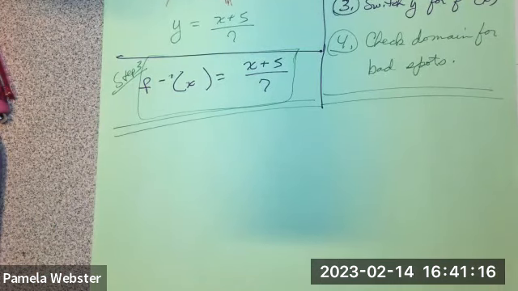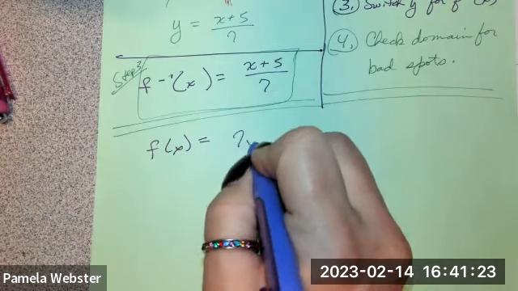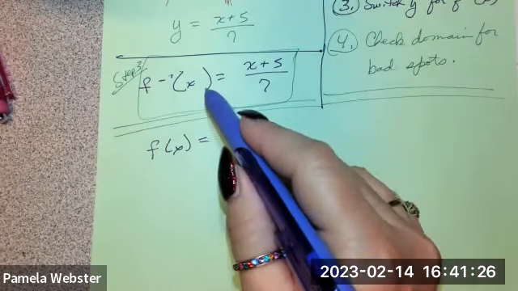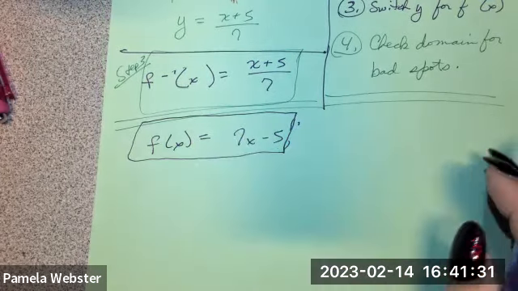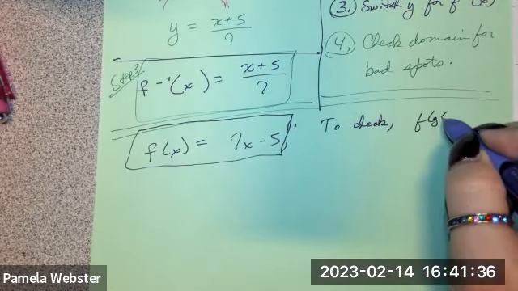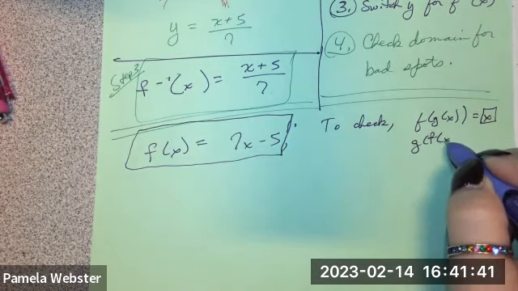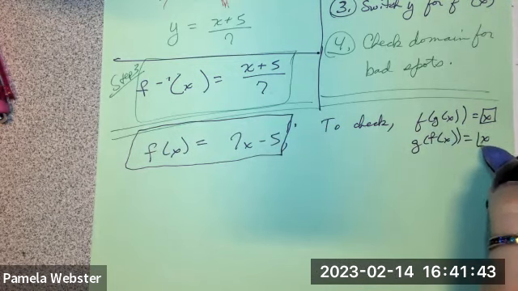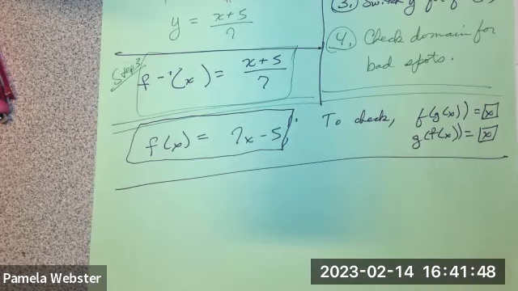All right, so you can check those two. We had f of x was 7x minus 5, and f inverse of x is right there. You can do your f of g and your g of f. So to check, find f of g of x and make sure it's equal to x, and g of f of x, and make sure it's equal to x. And when you're finished, those two are both going to equal x. That's when you know, okay?